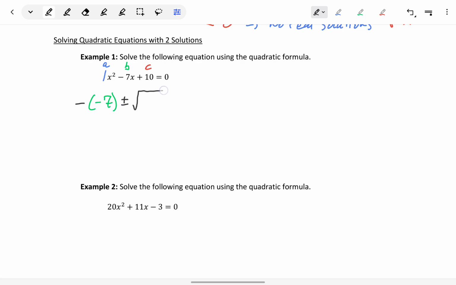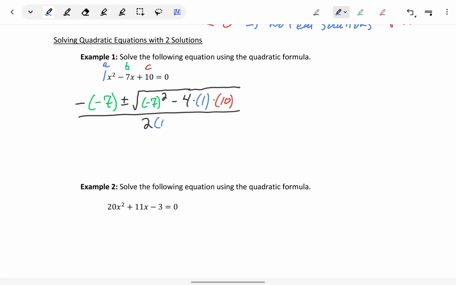plus or minus the square root of b, which is negative 7, that value squared, minus 4 times a, which in this case is 1, times c, which in this case is 10, all of that over 2 times a, which in this case is 1.